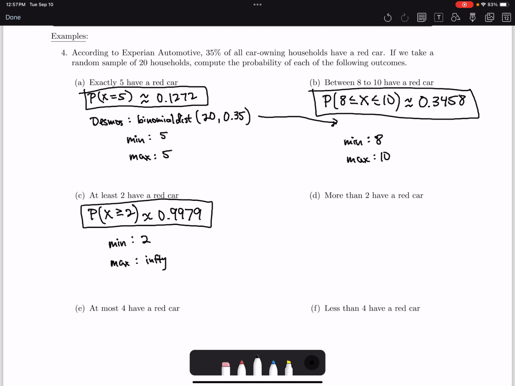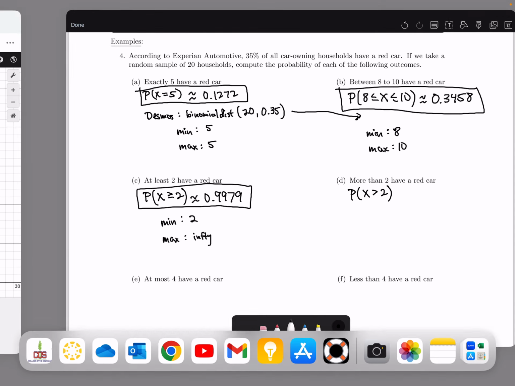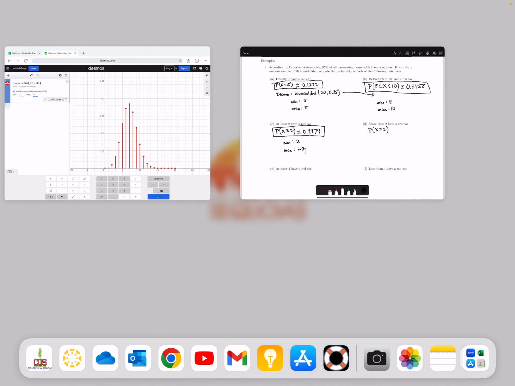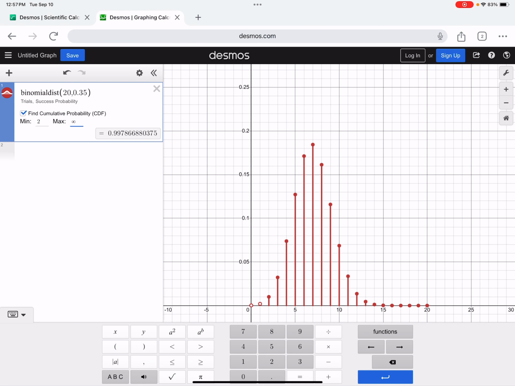Now let's contrast that with part D, right? So for part D, we want the probability that x is more than 2. More than 2 have a red car, so strictly greater than 2. Obviously, if I just leave my minimum value at 2 in the Desmos calculator, this is going to be incorrect because this is the probability x is greater than or equal to 2. I don't want to include that 2, and so I should change my minimum value to 3, okay? Now this is the probability that x is strictly greater than 2.